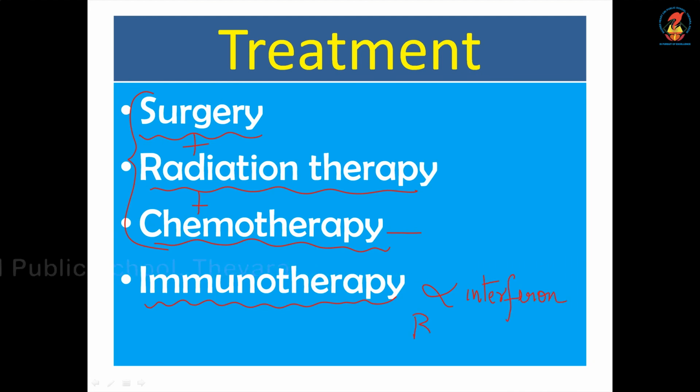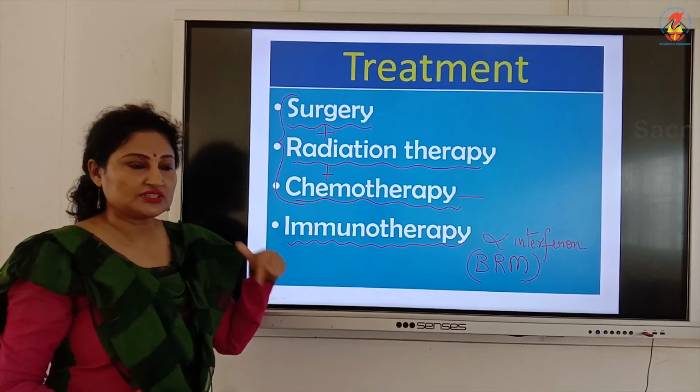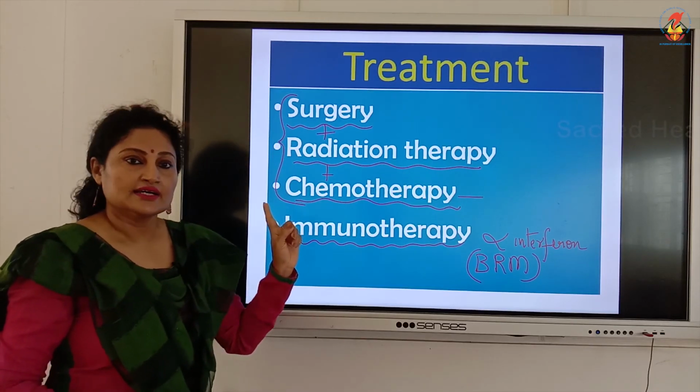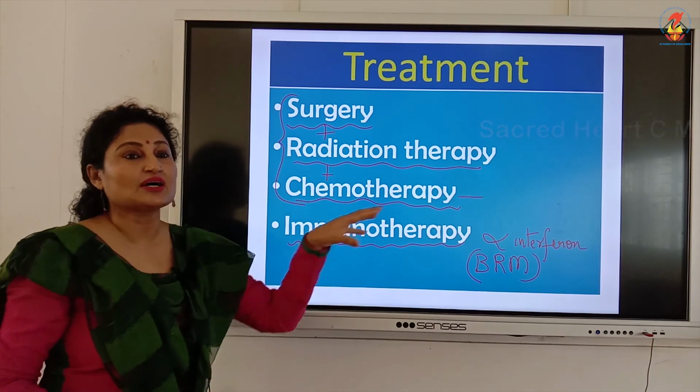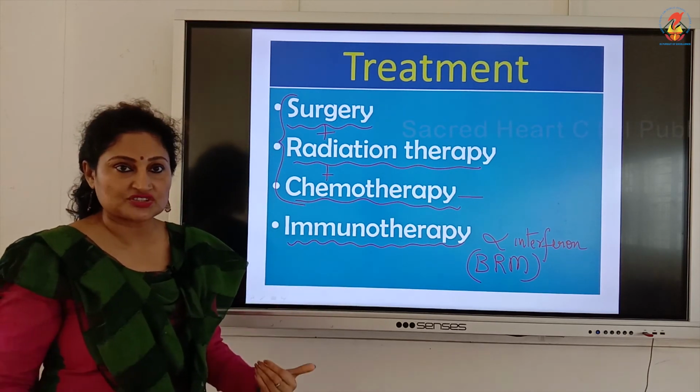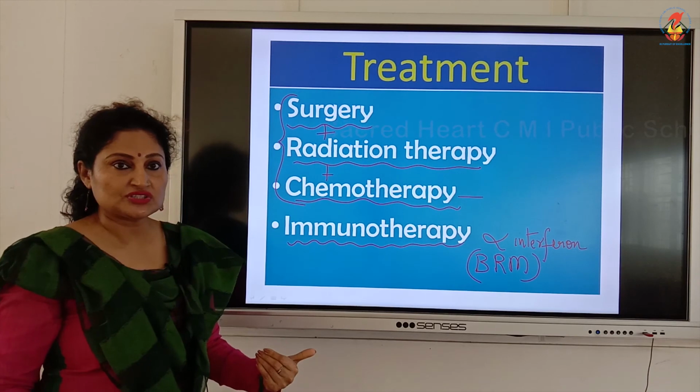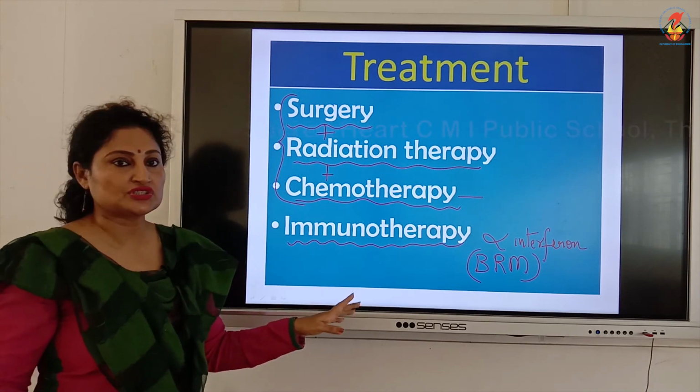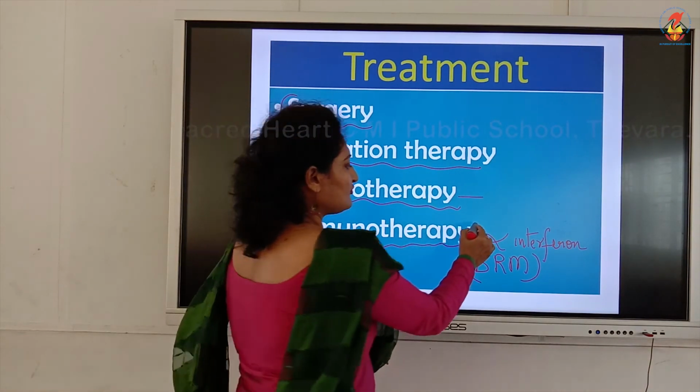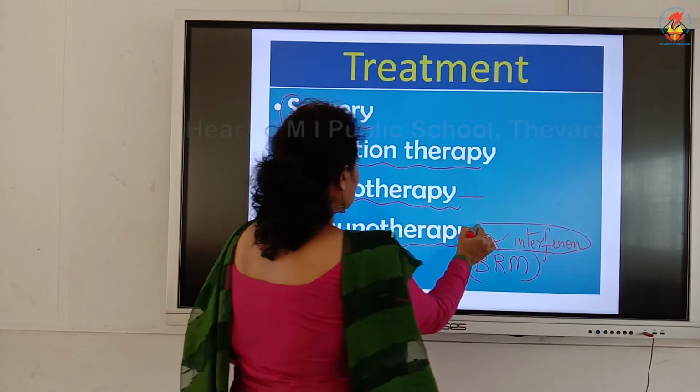These are biological response modifiers which enable our immune system. It is given from outside. Alpha interferons are given to these patients and it enables the immune system to recognize the tumor cells and destroy them to some extent. So, it is not naturally done by the immune system, it is induced in the immune system by administering alpha interferons, and that comes under immunotherapy.